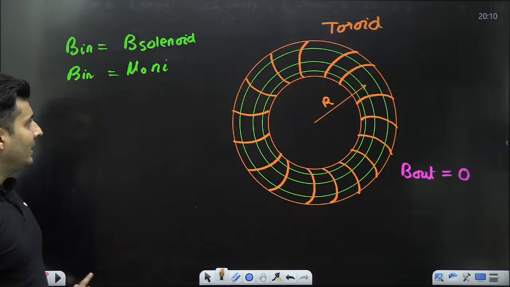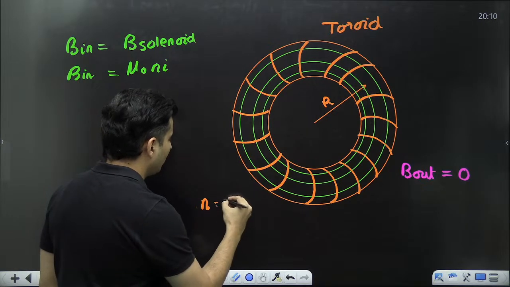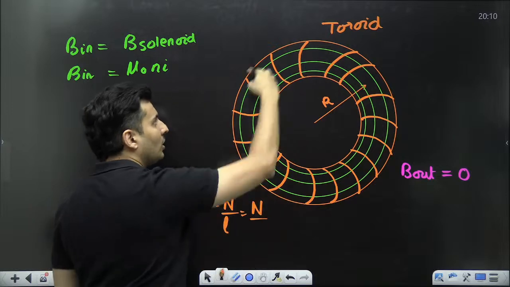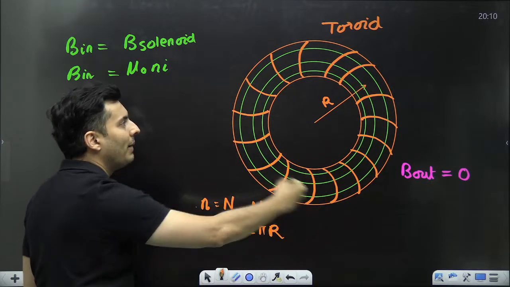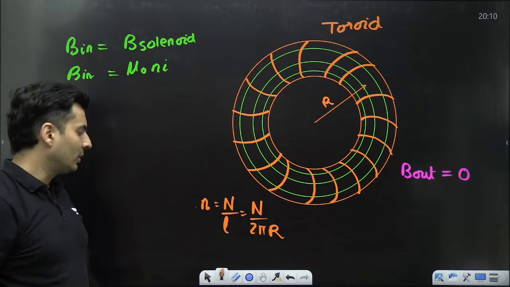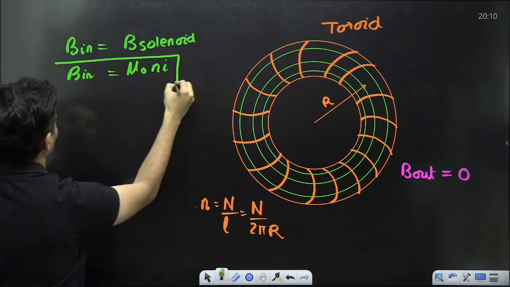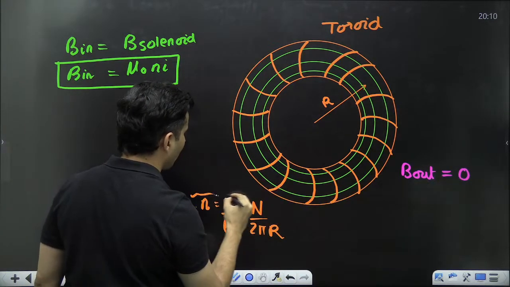But keep in mind over here, what is that n going to stand for? Number of turns per unit length. Here the length of the toroid will be 2 pi r. That would be the length of the toroid. So formula wise, it is exactly the same. There is no difference. Just that you should keep in mind what is the value of n, right?